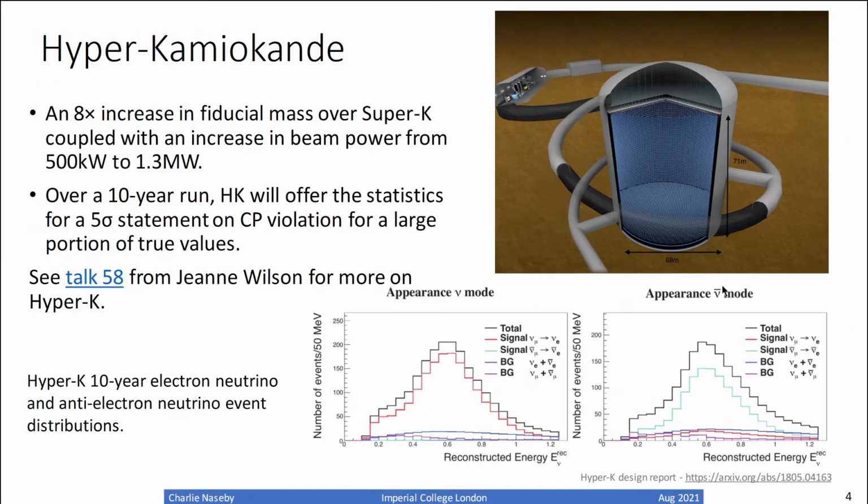This will use a detector of similar Water-Cherenkov design to Super-K, but with 8 times greater mass. We'll be coupling that with an increase in the power of the neutrino beam, moving from half a megawatt to 1.3 megawatts, and these two combined will allow Hyper-K to move from the order of hundreds of events that we see at T2K to order thousands with Hyper-K. So here you can see the distribution of electron neutrino and antineutrino signal events at Hyper-K after 10 years of running, and the available statistics we'll have.